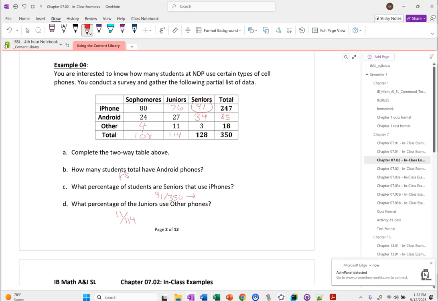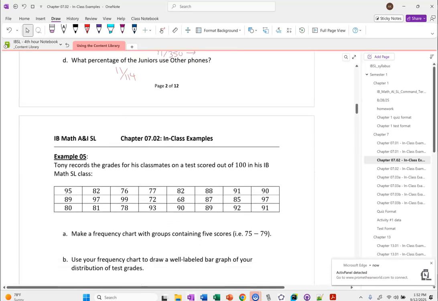Brooks? Why would C be 91 out of 350? It's asking for seniors who use iPhones. No, it says what percentage of students are seniors who use iPhones. So that's talking about everybody. In part D, what percentage of juniors, so we're only talking about juniors, use other. Do you see the distinction? It's a word thing. I know. You gotta be careful though. That's gonna be the name of the game.